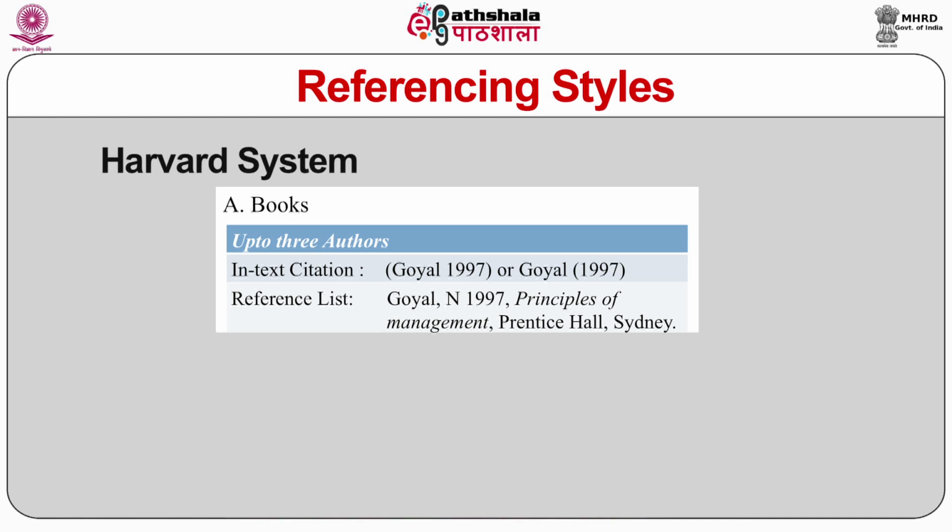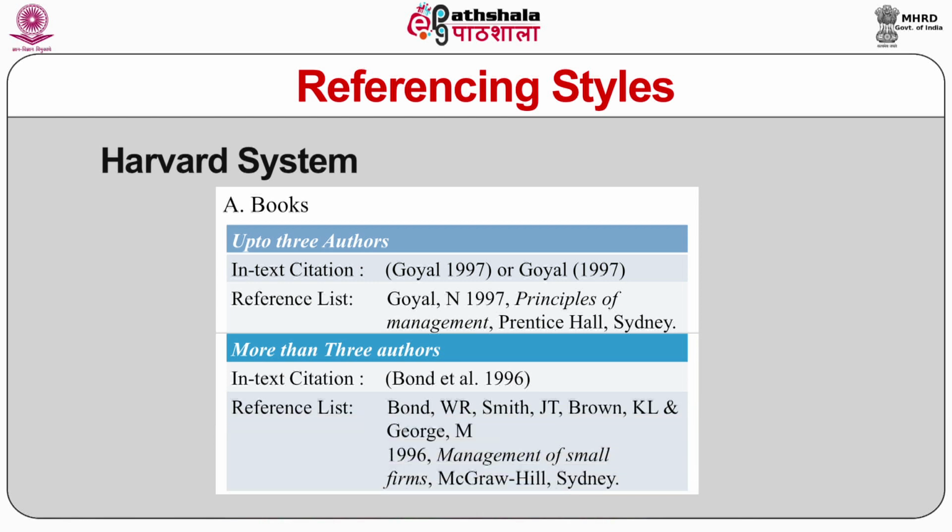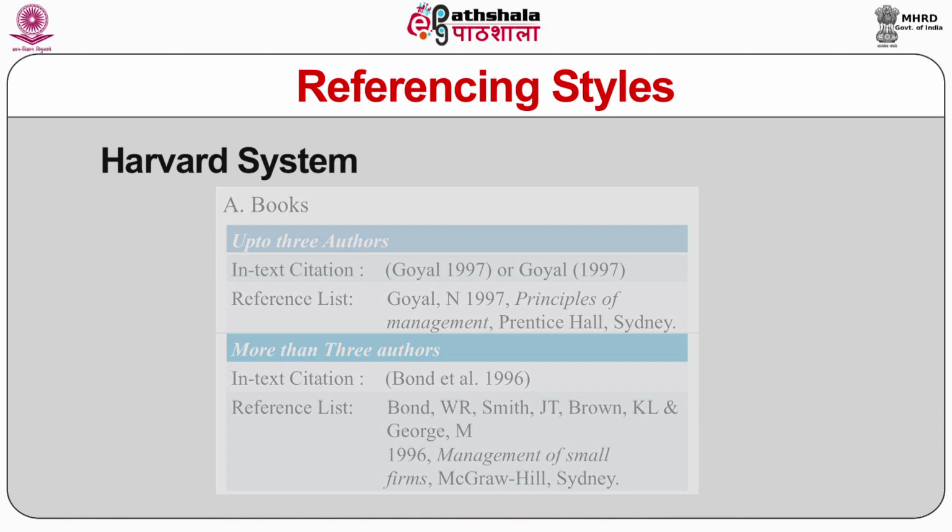In case there are more than 3 authors for the book, in text it will be Bond et al. with the year 1996, and in the references it will be the complete names of all the authors, like Bond WR, Smith JT, Brown KL, and George M, with the year 1996, the title of the book Management of Small Firms, the publisher McGraw-Hill, along with the place of publication, that is Sydney.